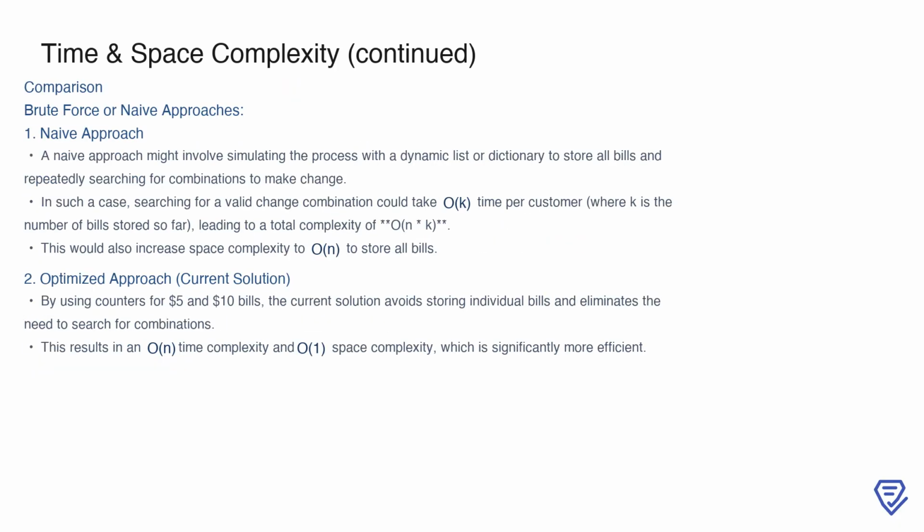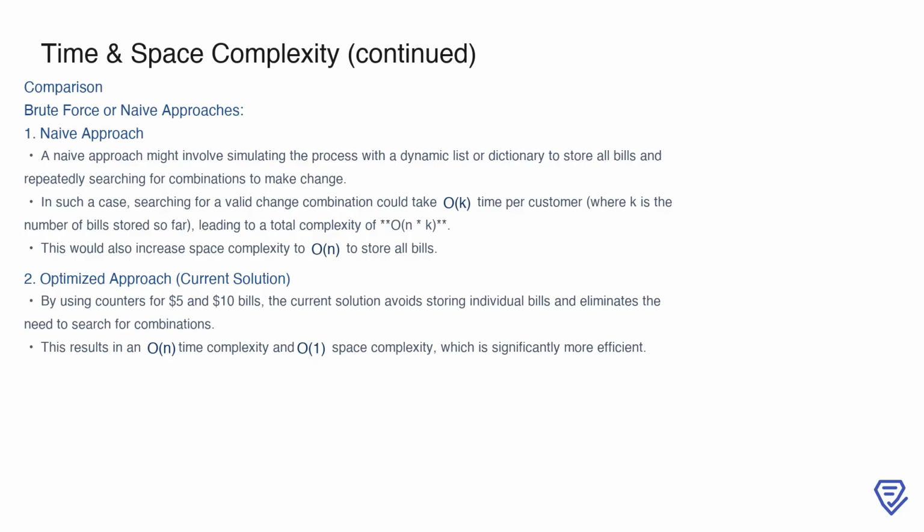To understand just how efficient this solution is, let's compare it to a possible naive approach. A less optimized solution might involve storing all the bills in a dynamic list or dictionary and then repeatedly searching for combinations to give change. In this case, every time a customer pays, the algorithm would need to search for a valid combination of bills, which could take k time per customer, where k is the number of bills stored so far. Over n customers, this results in a time complexity of n*k.